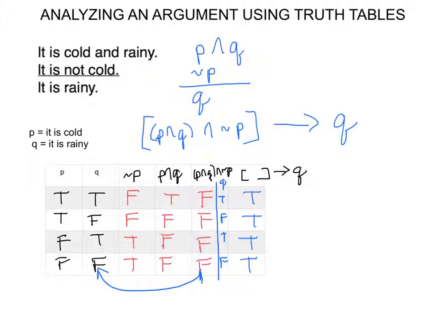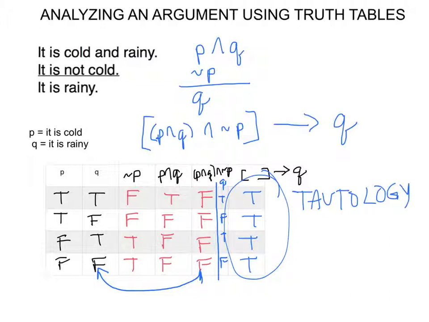So what we see here is that we actually have a tautology, which tells us that our argument is a valid argument. And we're done.